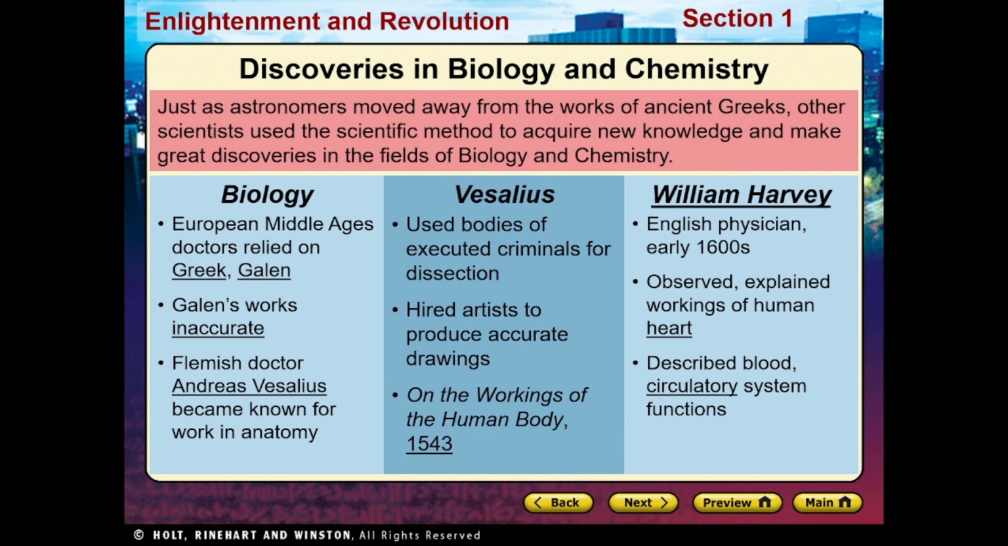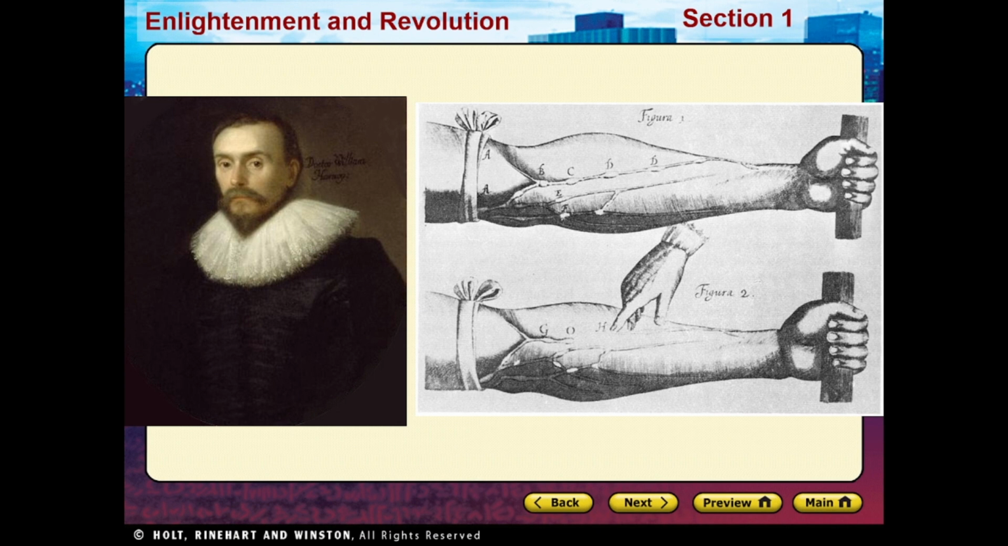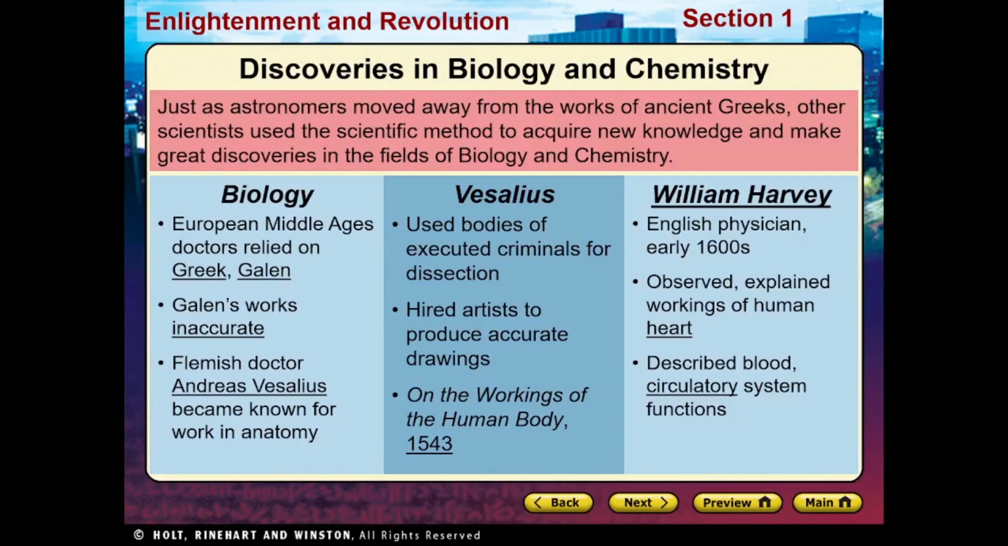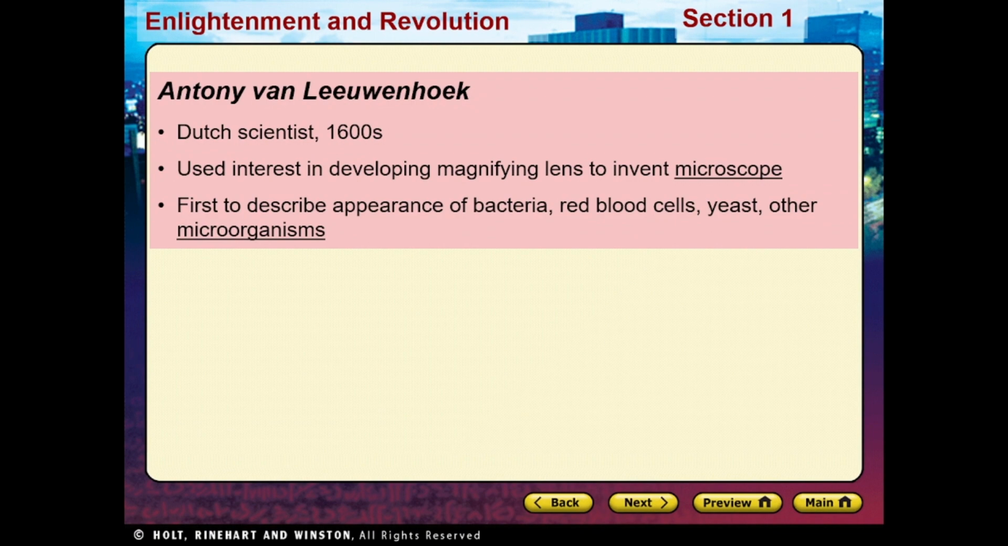Vesalius. William Harvey. So these were the discoveries in biology and chemistry. This is the figures showing the discoveries in biology and chemistry. So Anthony van Leeuwenhoek, he is a Dutch scientist in the 1600s, used interest in developing magnifying lens to invent the microscope. First to describe the appearance of bacteria, red blood cells, yeast, and other microorganisms.